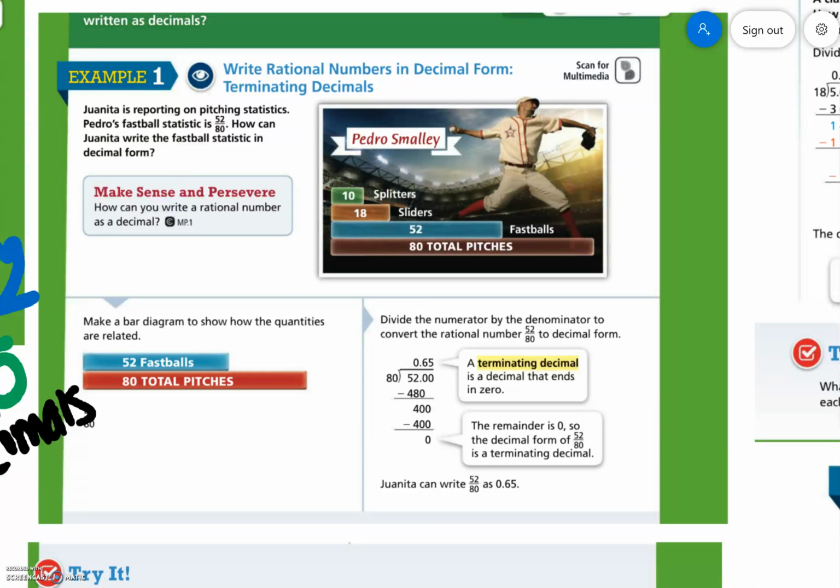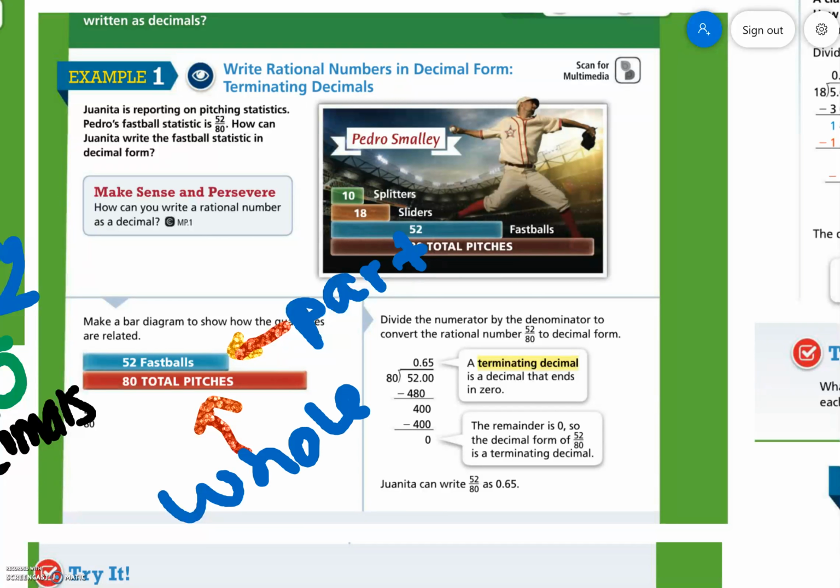Juanita is reporting on pitching statistics. Pedro's fastball statistics is 52 over 80. How can Juanita write a baseball statistic in decimal form? So they made a bar diagram that showed that 52 of Pedro's fastballs out of a total of 80 pitches. So we can see that 52 is less than 80. So 52 is our part and 80 is our whole.